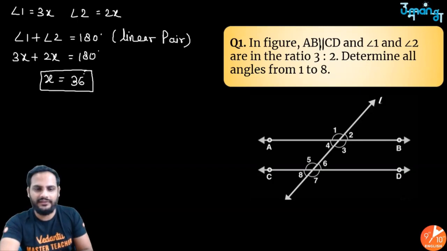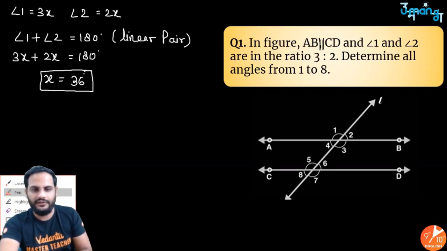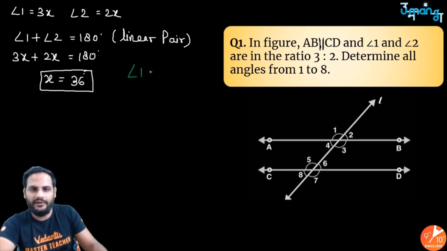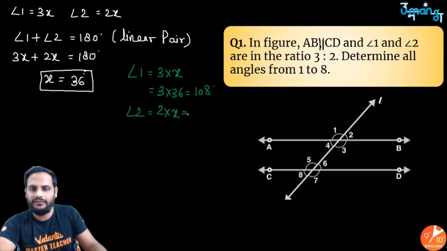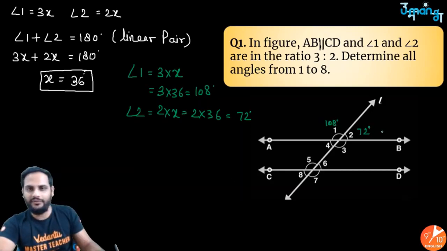So if x is 36 degrees, let us get the value of all these angles. First and foremost, one thing for sure, angle 1 is 3x, so 3 into 36, which is equal to 108 degrees. Angle 2 is equal to 2 into x, which is 2 into 36, which is equal to 72 degrees. Okay, so angle 1 is 108 degrees, angle 2 is 72 degrees. Now, by vertically opposite angles, I know angle 4 and angle 2 will be equal to each other.